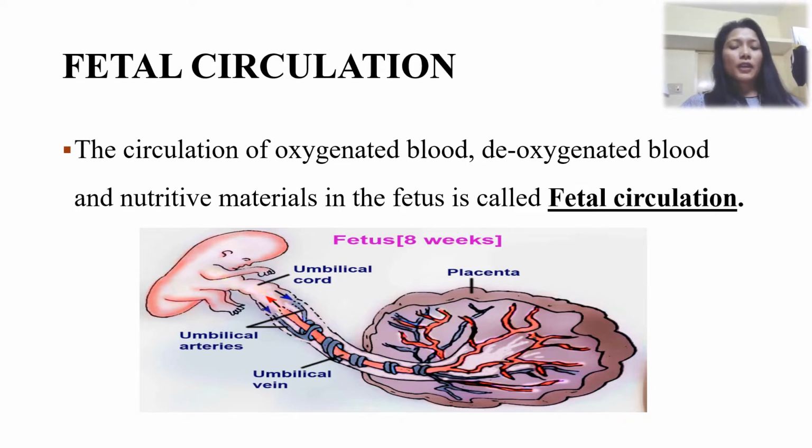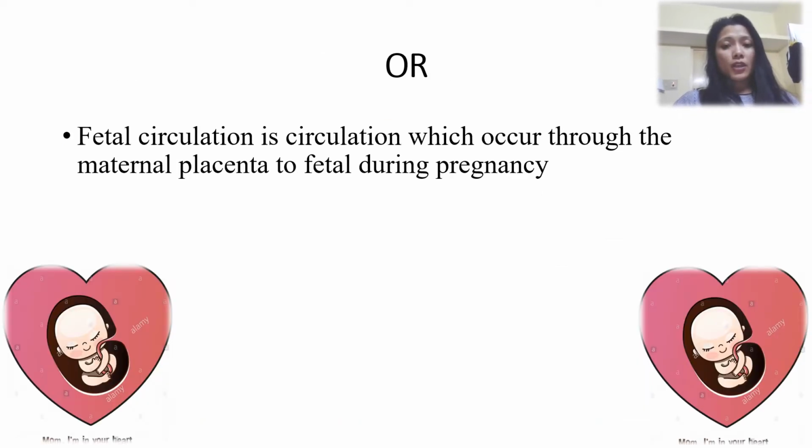I have explained the definition in the previous video as well. You can choose either of the two definitions I have mentioned here, and any other you get will also be fine. But I made this definition myself, so you will get a better idea. I'll just read it once. Fetal circulation is a circulation, right? From the word itself we can find that it is the circulation occurring through the maternal placenta, not through the fetal placenta, from the maternal placenta to the fetus, that is during the pregnancy, not after the delivery. So this is the definition.